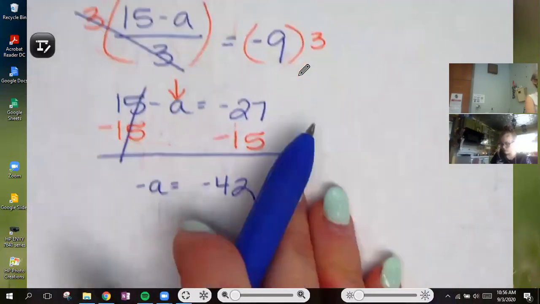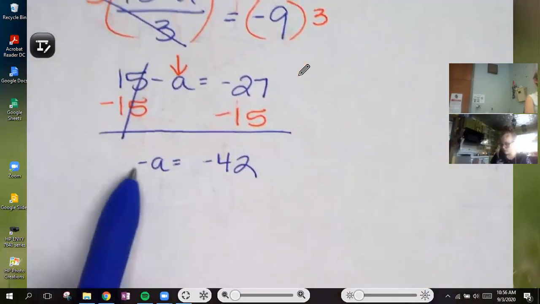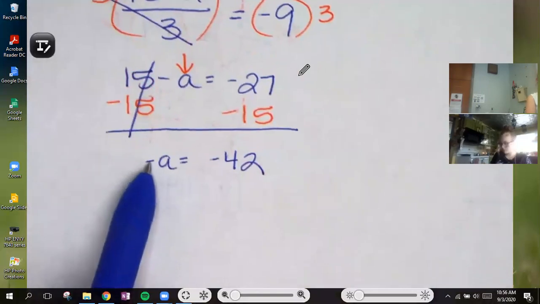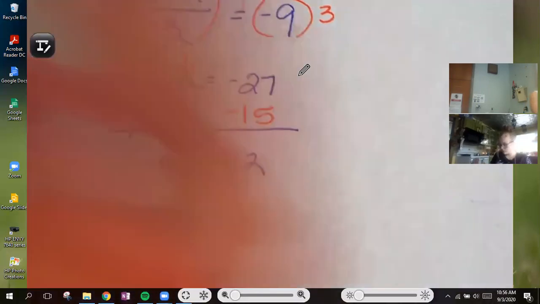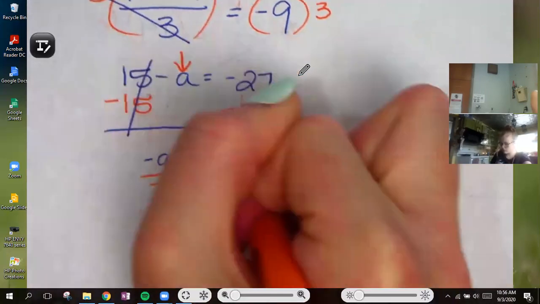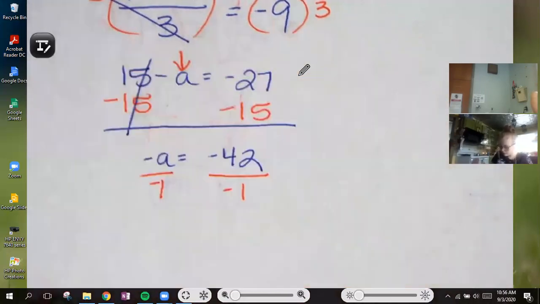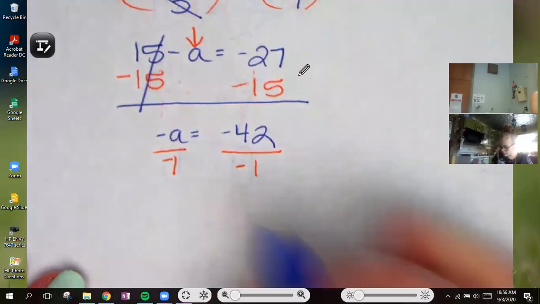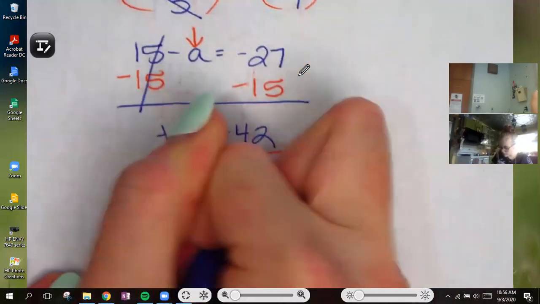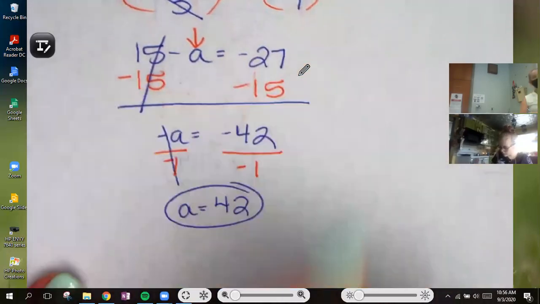Okay, remember, our goal is to get the variable by itself. Is it by itself? No. How do I get rid of that negative? Divide it by -1. If I do it to one side, I've got to do it to the other side. These cancel, and a equals 42.